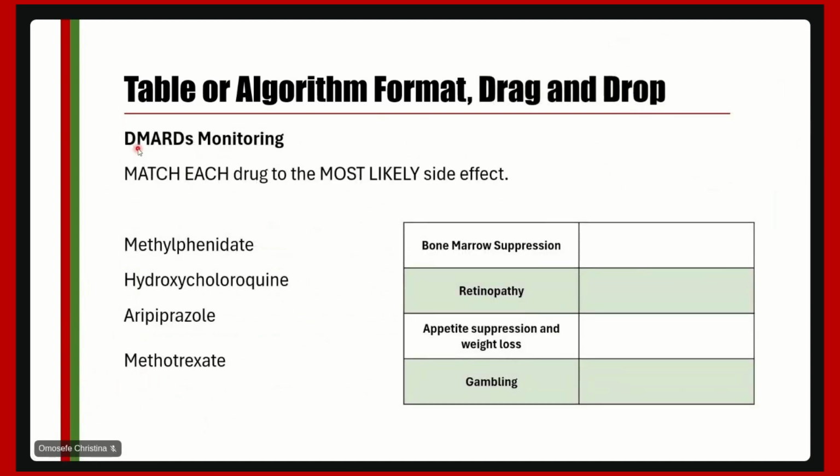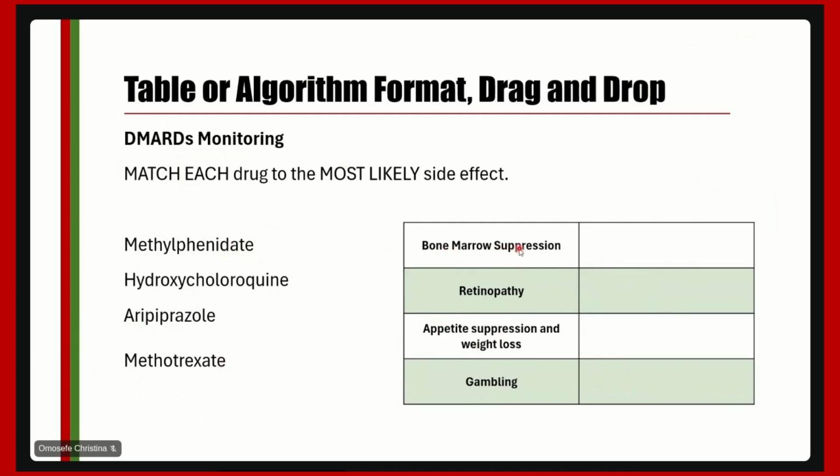Let's take a look. This is on drug prescribing, drug monitoring. All of these drugs are not DMAT, but it's on drug monitoring. And you'll be given a table, like an algorithm, and asked which of these drugs fit in here. So if you look at the options here, this can come in as type the drugs or drag and drop. You will not drag it into the squares, but it's an algorithm kind of thing.